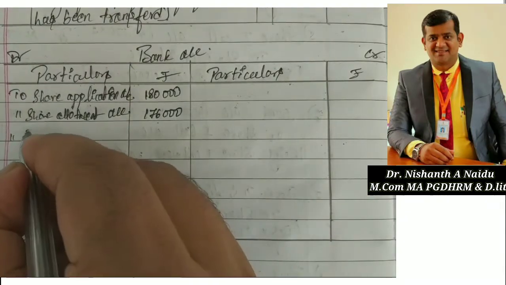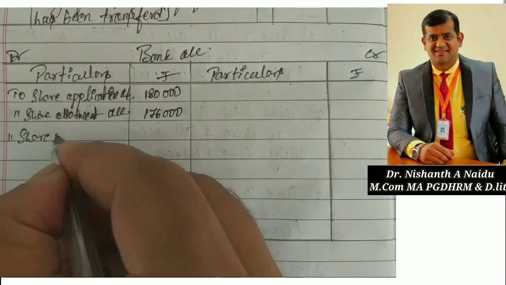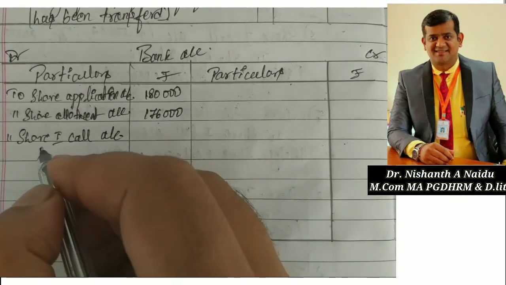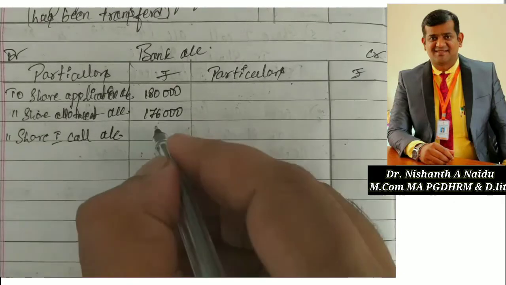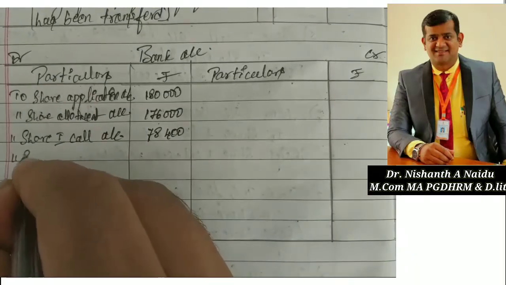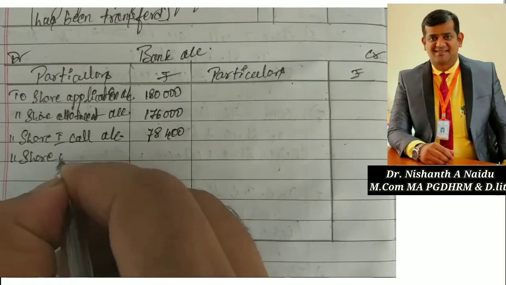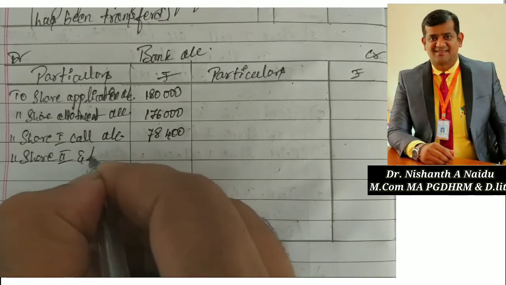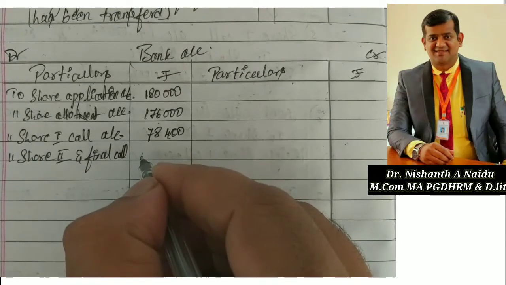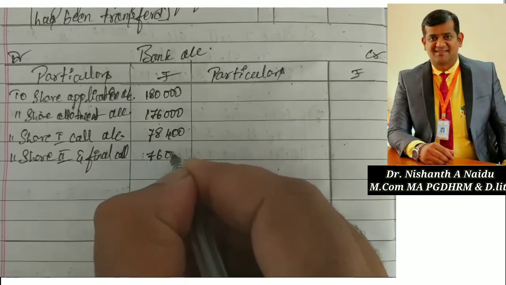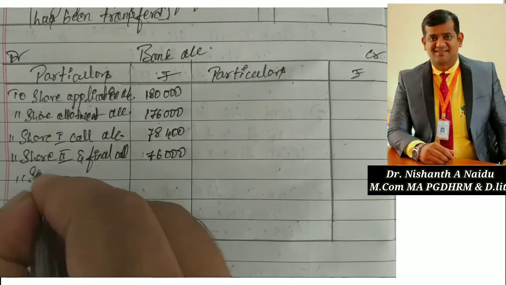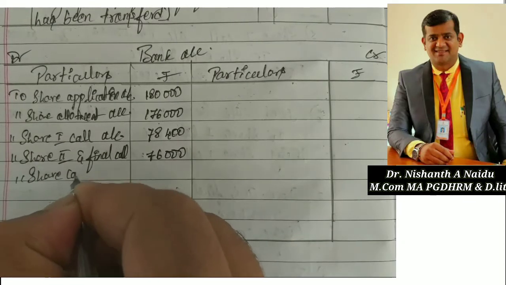1,76,000. So next, to share first call account. So how much on the first call? 78,400 rupees. Then to share second and final call account, right? To share second and final call account. So how much? 76,000 rupees. So next, to share capital account.